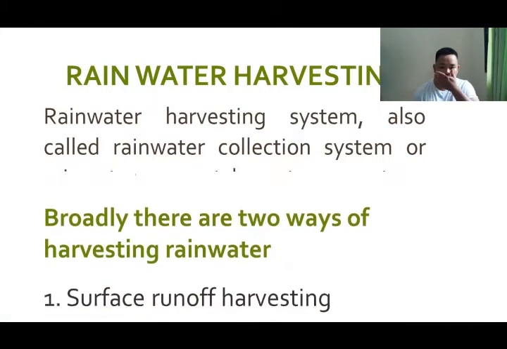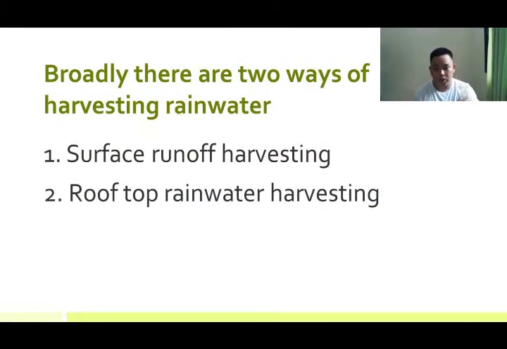So broadly, there are two ways of harvesting rainwater. Una, the first way is surface runoff harvesting. Pangalawa is rooftop rainwater harvesting.